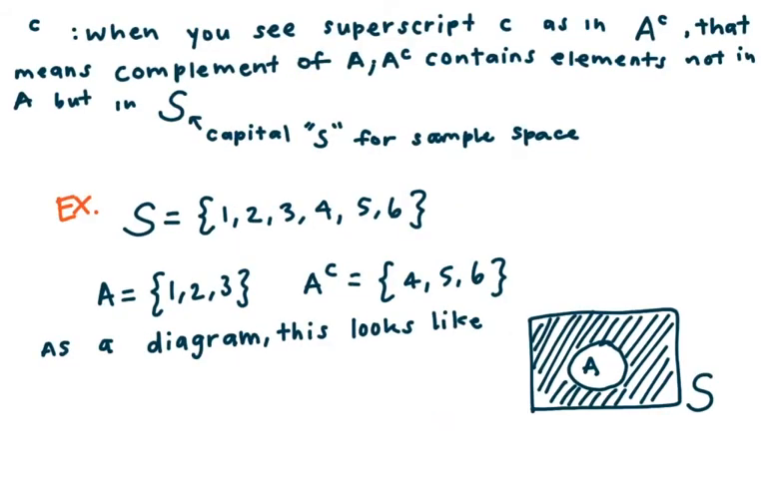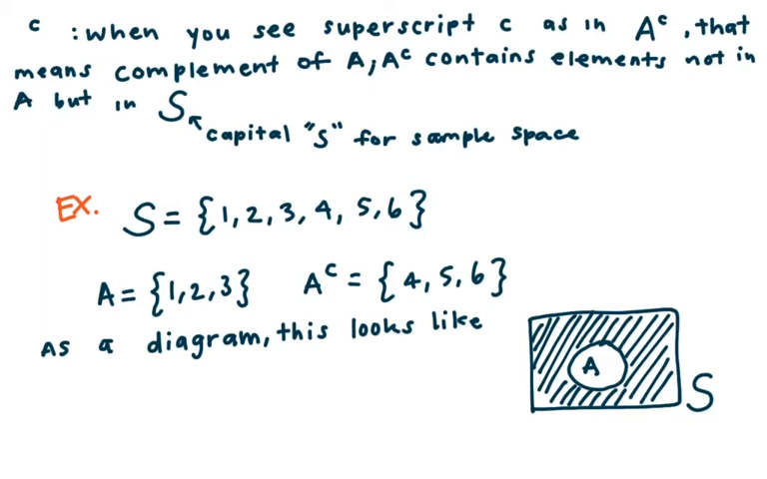Okay, so when you see superscript C, as in A superscript C, that means complement of A. And A^C contains elements not in A, but in our sample space S. Okay. So let's look at an example. For our sample space S, the possibilities that we have are 1, 2, 3, 4, 5, 6.